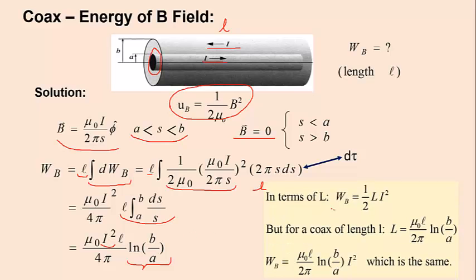Well, let's look at the case where we have L. So we're going to use this version of the equation. We've already done the L of a coax of length L, and that's this quantity right here, mu 0 L over 2 pi, and it's got the logarithm. So if we multiply by I squared, we end up getting the same expression that we have over here.